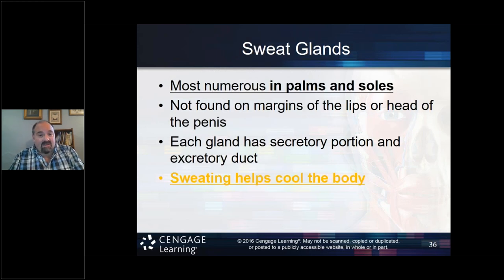Now know that sweat glands are very numerous on the palms and the soles of your feet. And anybody who has had children, in particular those involved in sports, knows that sneakers can be pretty stinky as a result of the amount of sweat produced by physical activity. And sweating really does help too. The evaporation of the sweat on the body helps to cool the body. Thermoregulation, we call that.